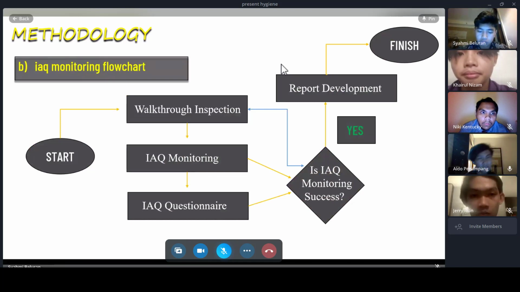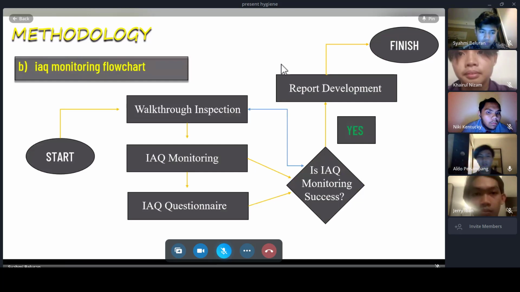So for the next methodology part, it is B, the IAQ monitoring flow chart. We start at the walkthrough inspection. Secondly, which is IAQ monitoring, like I said before. Third, which is the IAQ questionnaire. And then, is the IAQ monitoring a success?